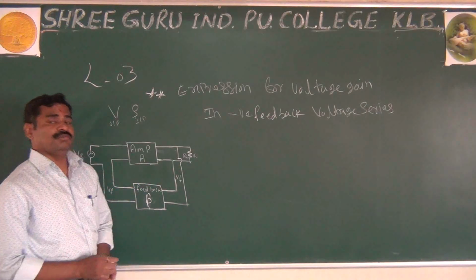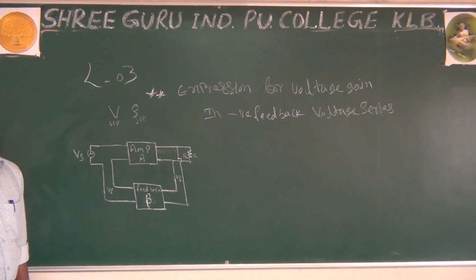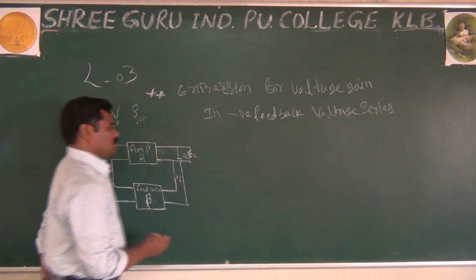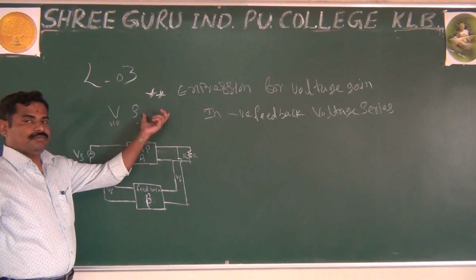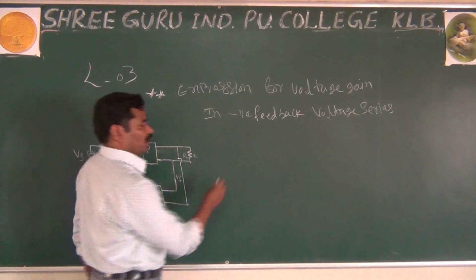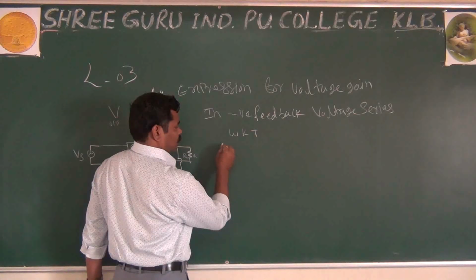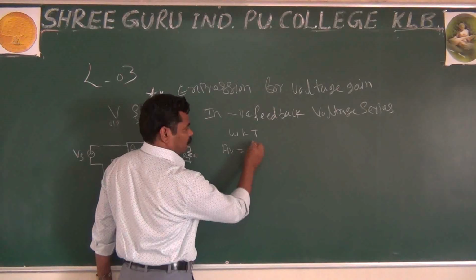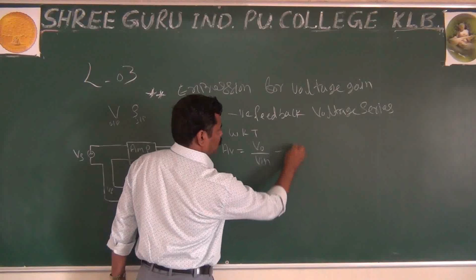And as we know the basic knowledge, to go for the derivation we want some basic knowledge. As you are going for the voltage gain, first the voltage gain without feedback, Av without feedback, that is Vo by Vi, equation number 1.